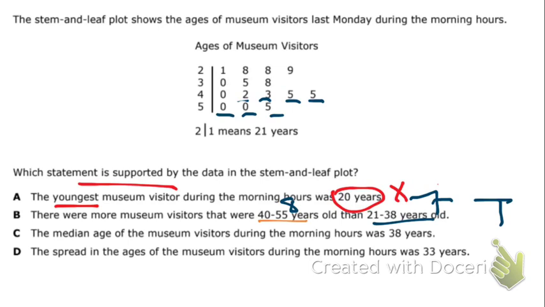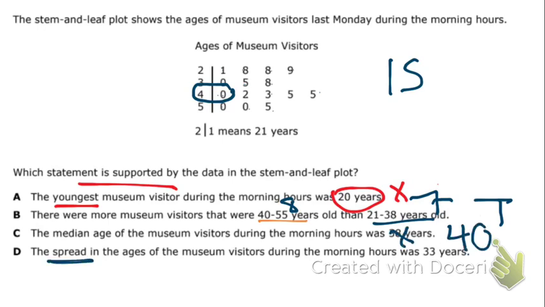Let's see if that's true. How many museum visitors are there in total? There's 15 museum visitors in total. So that means if there's 15, then the middle number would be 8. 1, 2, 3, 4, 5, 6, 7, 8. And so that means the median is 40, not 38.